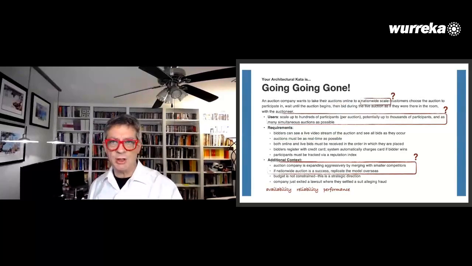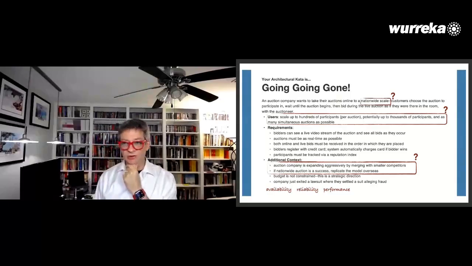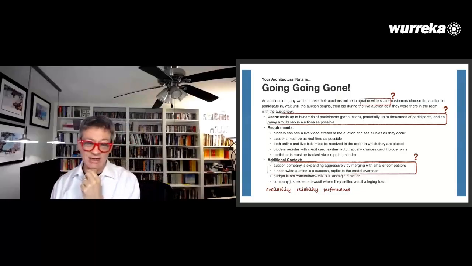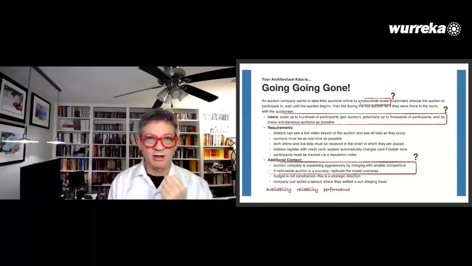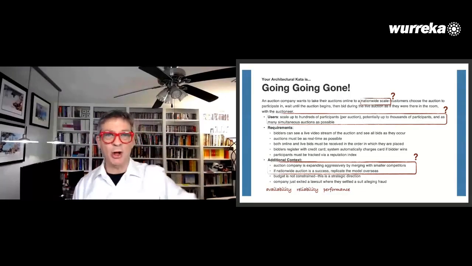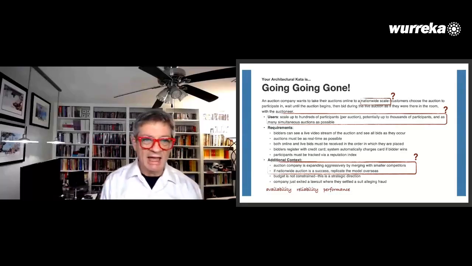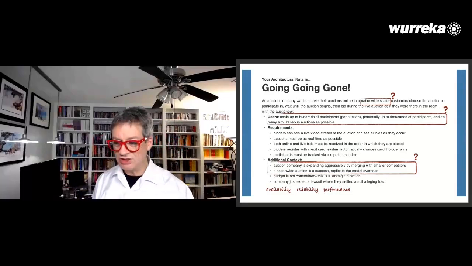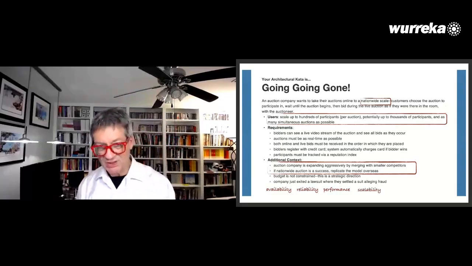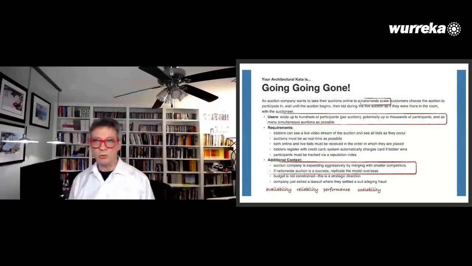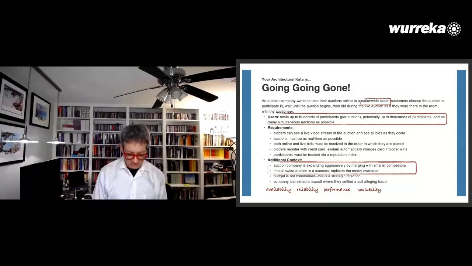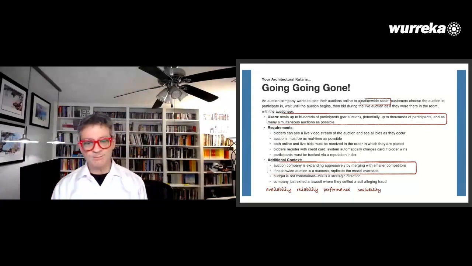We want this to run, so sometimes you get lucky as an architect, and they'll actually tell you in the requirements some of the characteristics they need and use the actual word. We need to operate at a nationwide scale, up to hundreds of participants per auction, and if it's successful, we're going to expand overseas. That's obviously scalability. But we don't just need scalability. We also need something else.